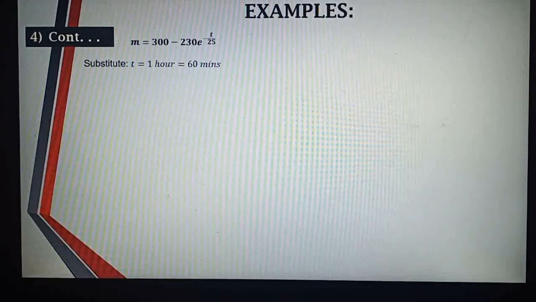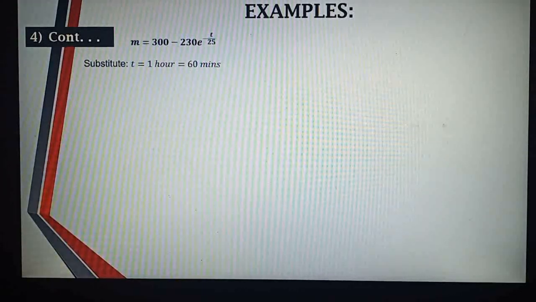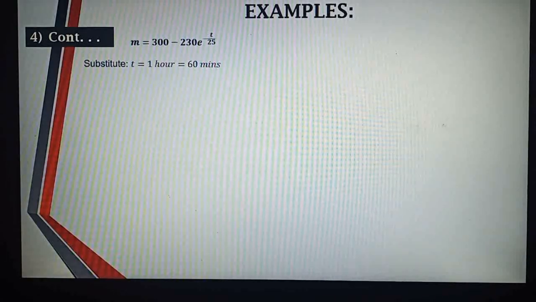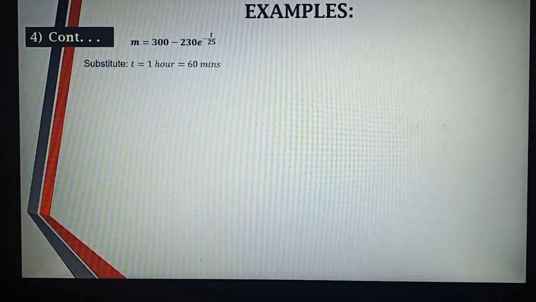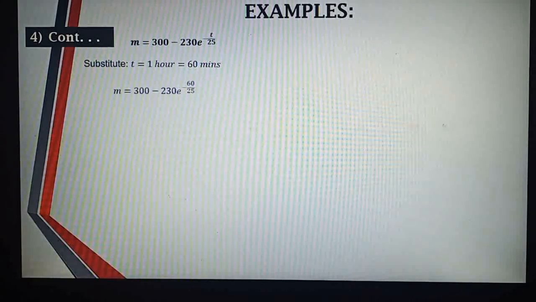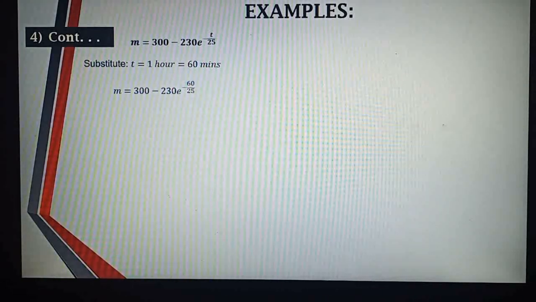All you have to do is to substitute the value of t, which is 1 hour. However, the volume rate is in minutes, so you have to convert 1 hour into minutes. In every 1 hour, you have 60 minutes. So if we substitute 60 minutes to the equation, you will now have m equals 300 minus 230 e raised to negative 60 over 25.